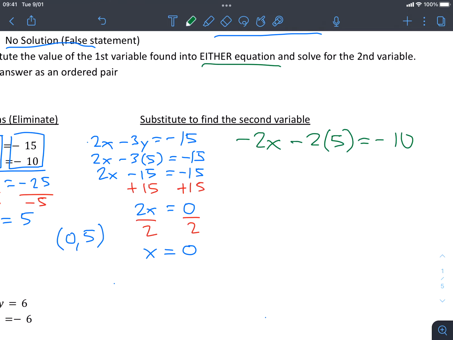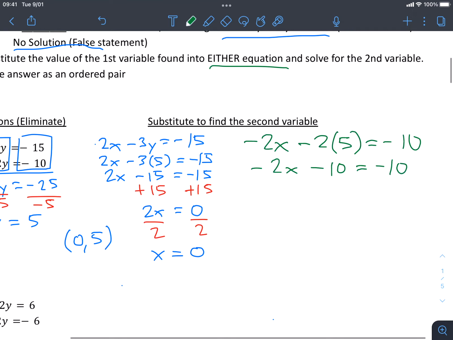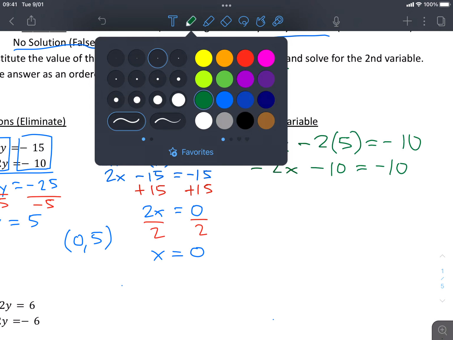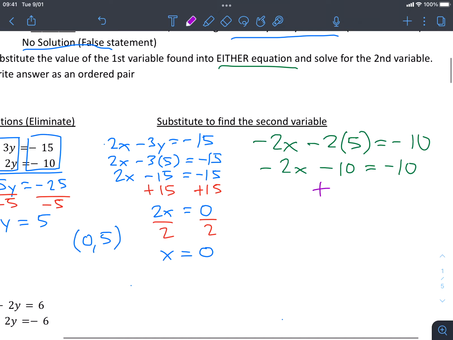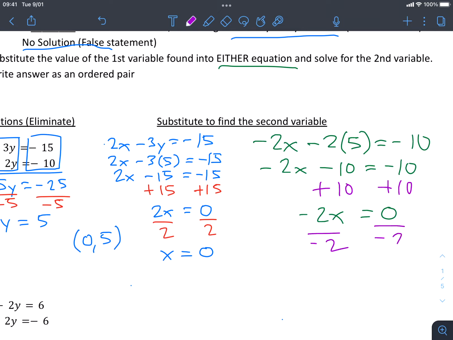So again, I take my second equation, I substitute my y for 5. So I get negative 2x minus 10 is equal to negative 10. I add 10 to both sides to get the x term by itself. And then I have negative 2x is equal to 0. And to get rid of the negative 2, I again divide. And x is again equal to 0.